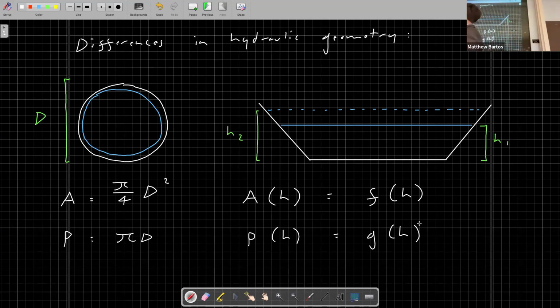So for pipe flow, we had it easy in that the hydraulic geometry was always constant. For open channel flow, those hydraulic geometries, which will be used both in our expressions for continuity and in the expressions for our frictional losses, change as the depth of water changes. So it makes things a bit more complicated. Any questions so far?